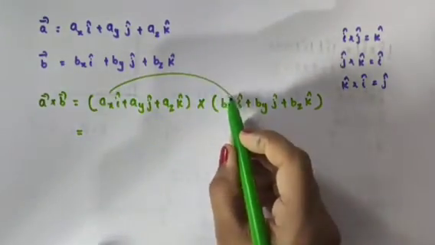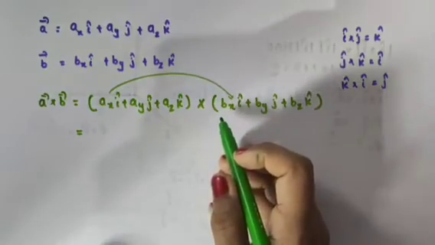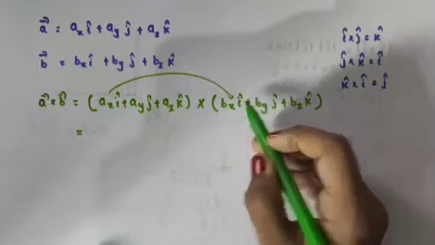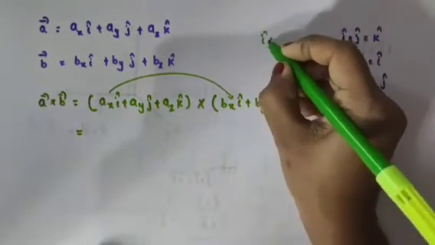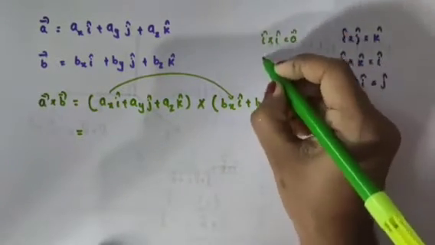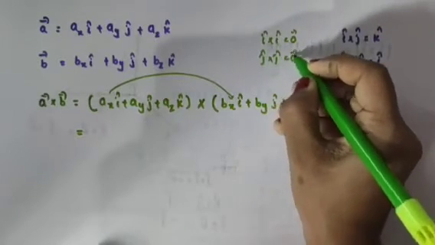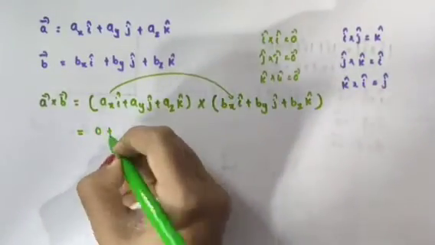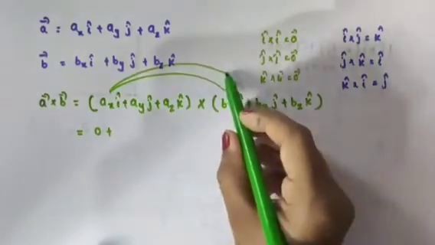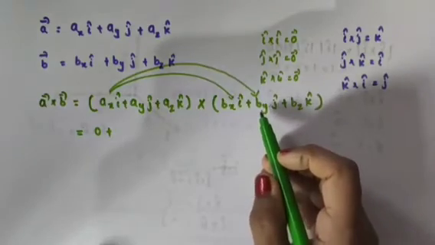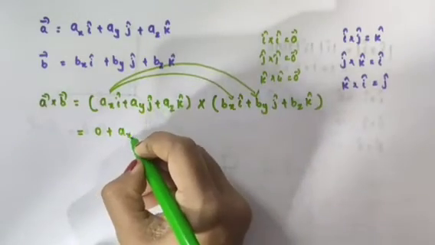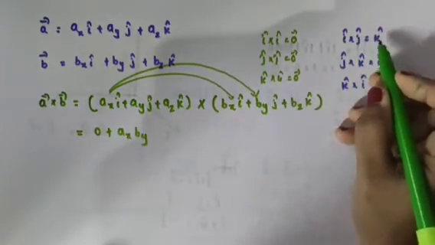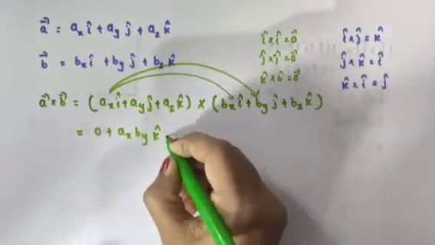That is this into this. When I multiply, what will I get? i cap cross i cap. What is i cap cross i cap? It is 0. j cap cross j cap is 0. k cap cross k cap is 0. Right? Now i cross j has a value. So I'll write ax into by, and what is i cross j? I need to write k cap.